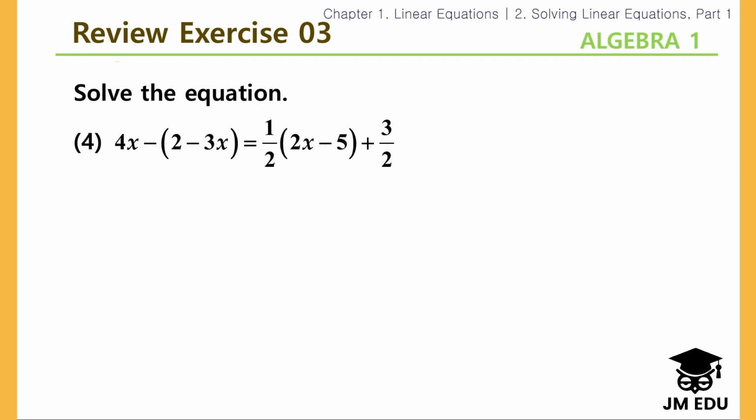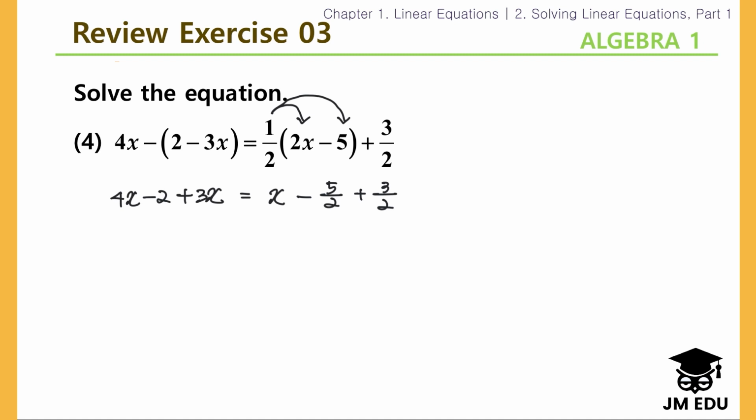Okay, number 4. We have 4x minus parentheses 2 minus 3x. So if we eliminate parentheses on the left hand side, that's going to be 4x minus 2 plus 3x. On the right hand side, we have 1/2 times 2x, which is x, minus 1/2 times 5, so minus 5 over 2. And we have 3 over 2 on the right hand side. So let's just simplify each side.